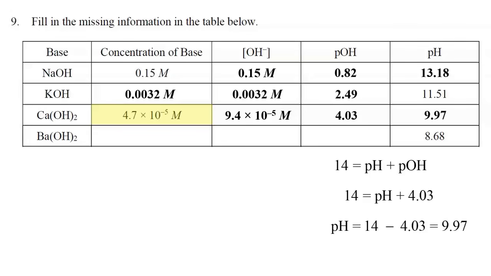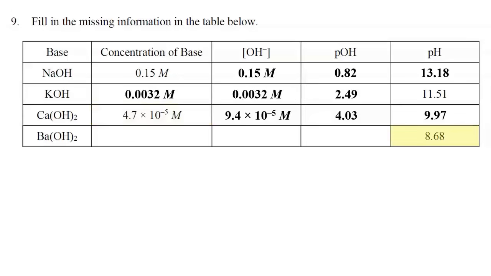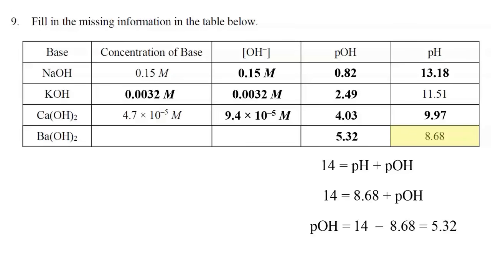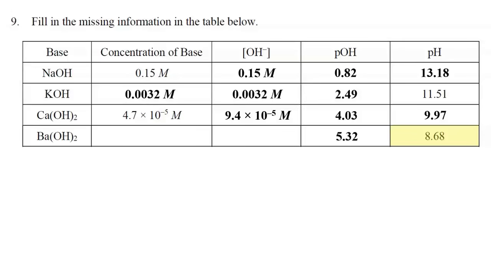Now we're in the last row of the table. I'll start with the pH and I will eventually get to the concentration of barium hydroxide. So I'm given a pH. The pOH is 14 minus that value, so 14 minus 8.68 is 5.32. Now to get to the concentration of hydroxide in this solution, it's going to be the inverse of the negative log. So 10 raised to the minus 5.32 power, and then I round that off to 2 significant figures. Because 5.32 has 2 significant figures, I get 4.8 times 10 to the negative 6 moles per liter.